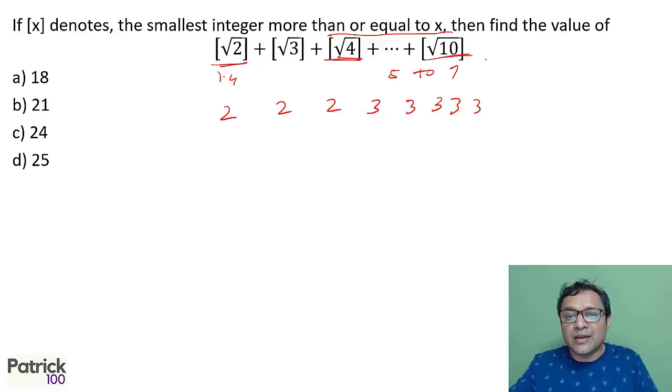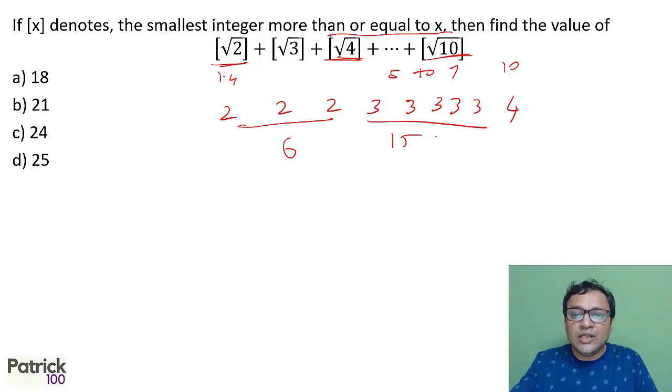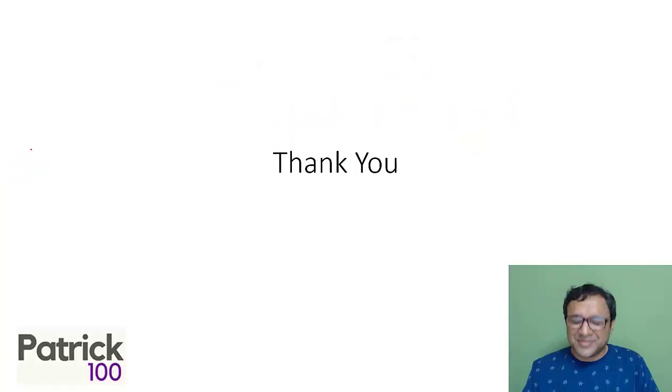And then the moment you go to 10, it becomes 3 point something, so it becomes 4. Add all this. This is 6, 15 and 4. You'll get the total as 25. That's the answer.